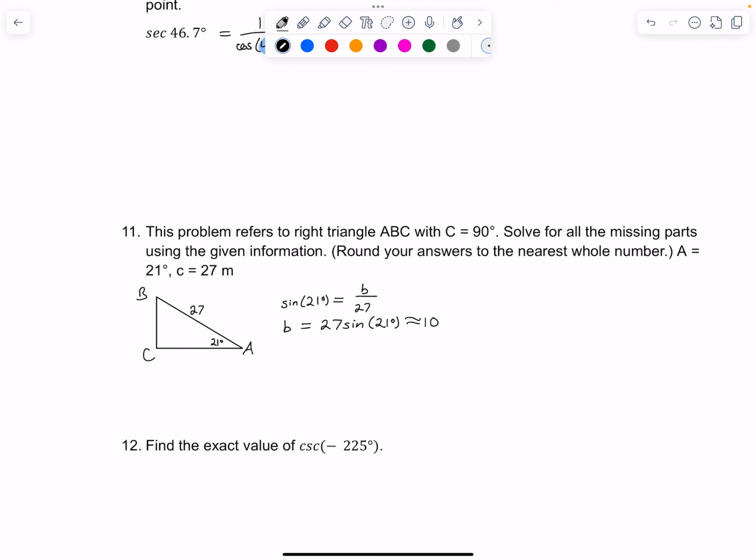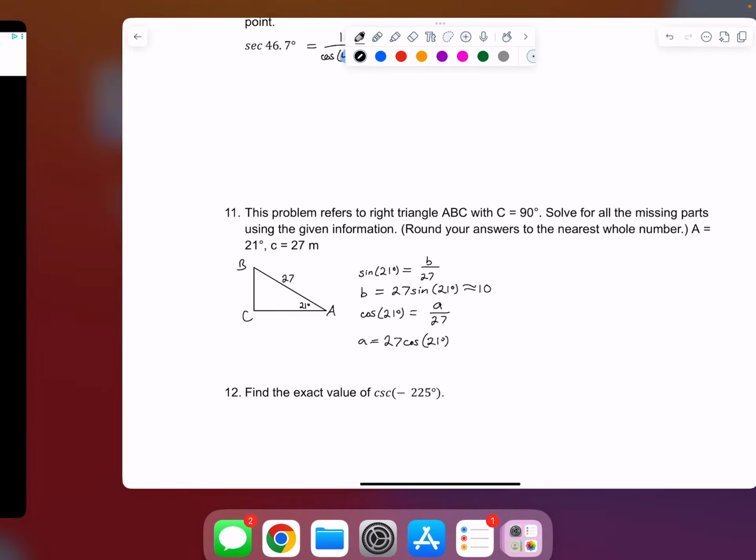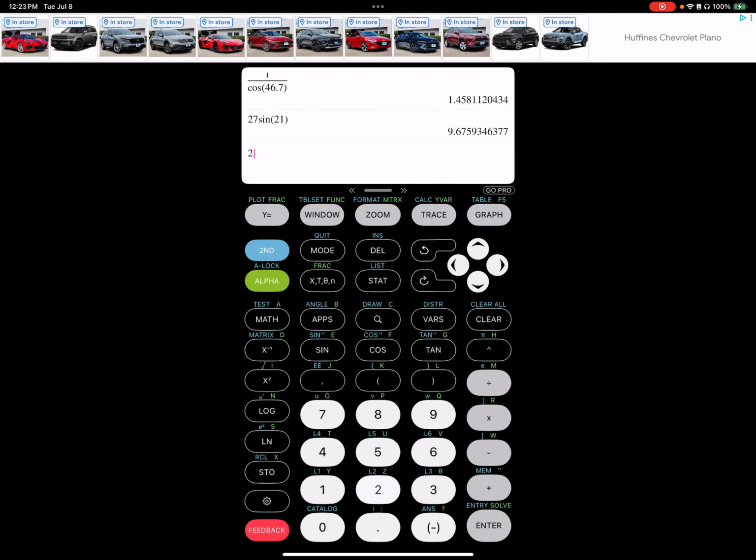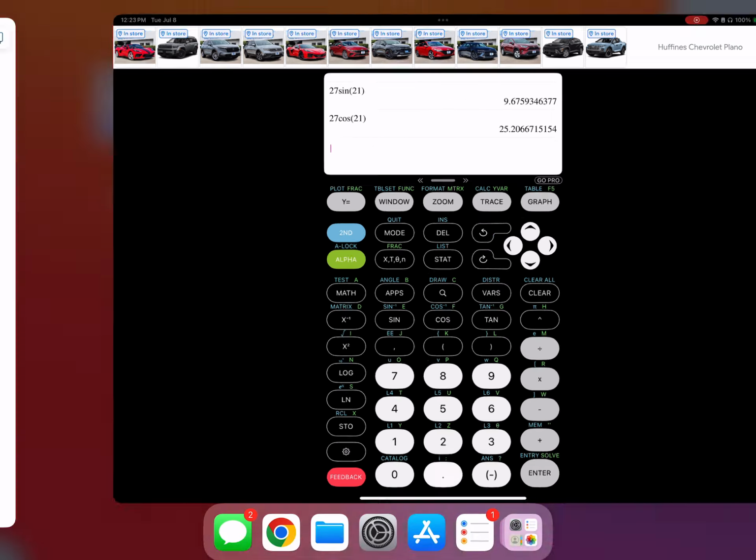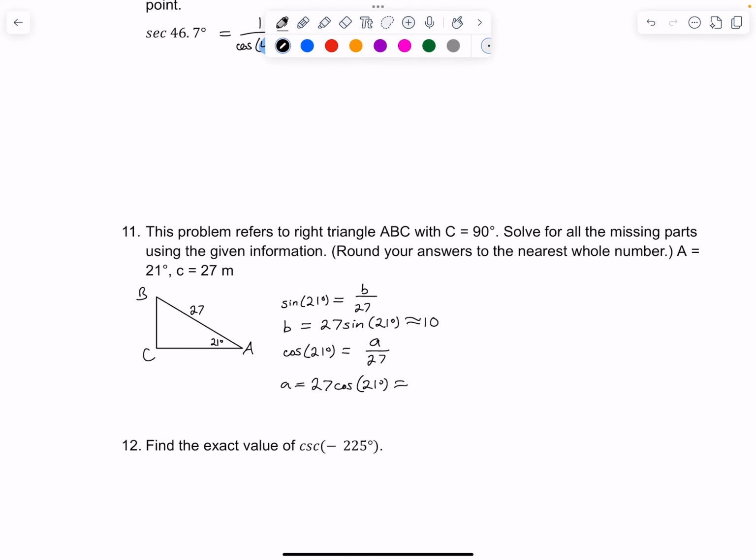Then I'm going to solve for side A. For side A, I'm going to use the cosine because cosine is adjacent over hypotenuse. The adjacent is A and the hypotenuse is 27, which means if I multiply both sides by 27, I get that A is 27 times the cosine of 21 degrees. And that will give me 27 cosine 21 degrees, 25.2, which is roughly just 25.